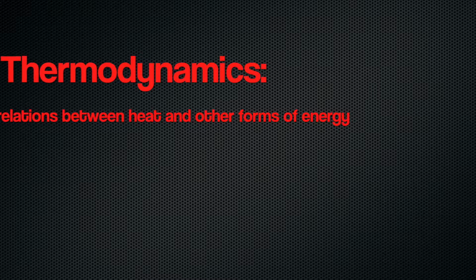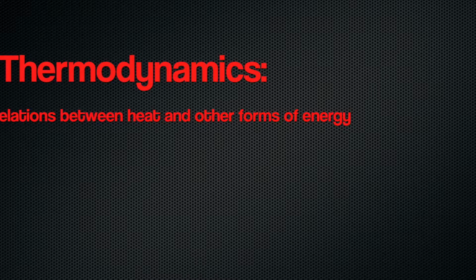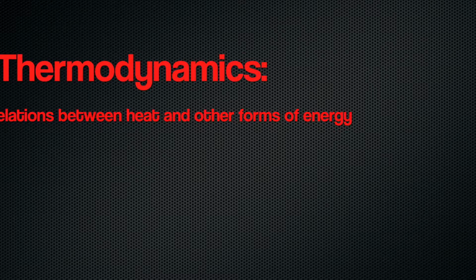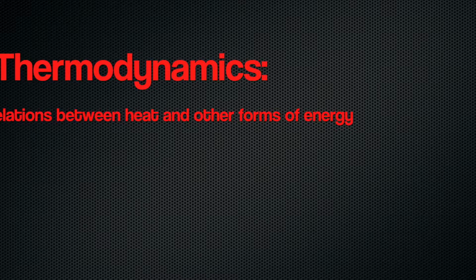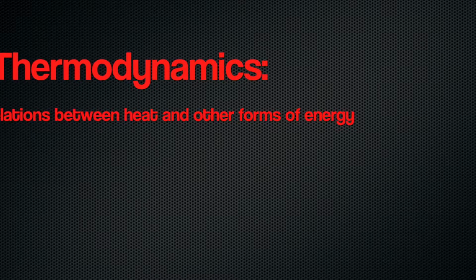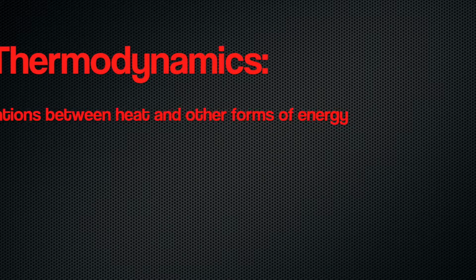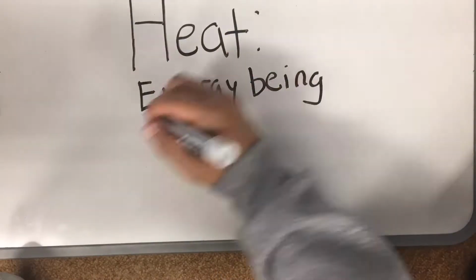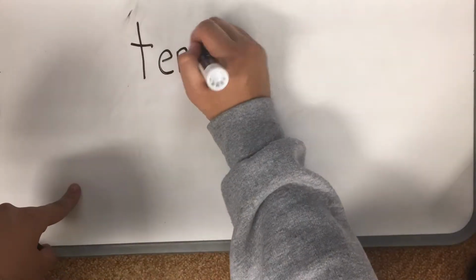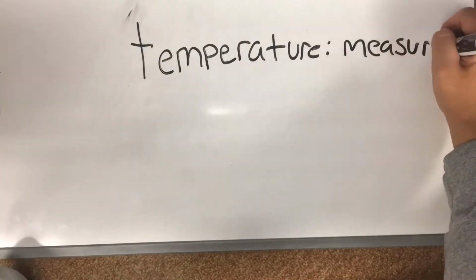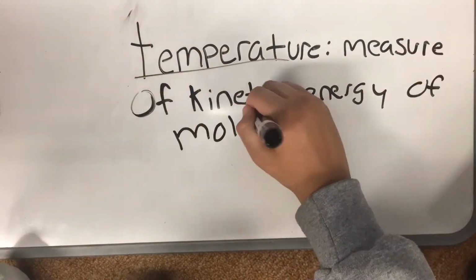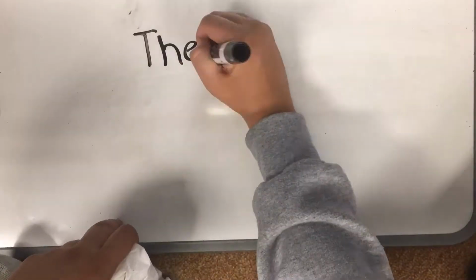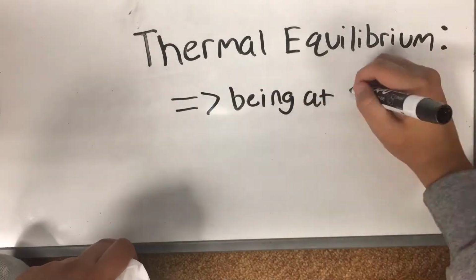Today I will show how heat and thermal energy affect physical changes conceptually, while I also demonstrate it algebraically. Key terms include heat, which is energy being transferred, temperature, which is just the measurement of kinetic energy of molecules, and thermal equilibrium, which basically means being at the same temperature.